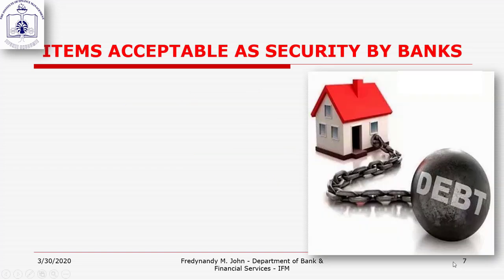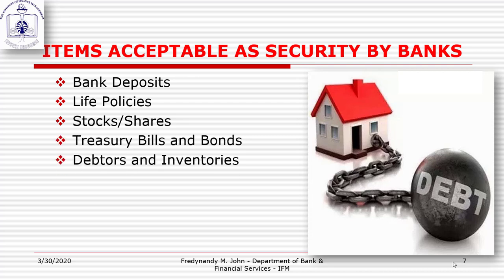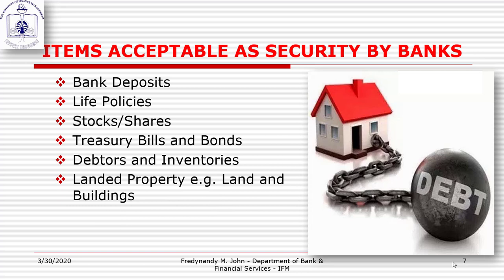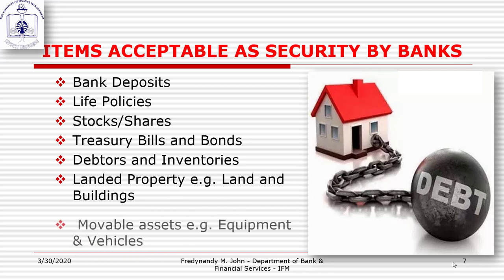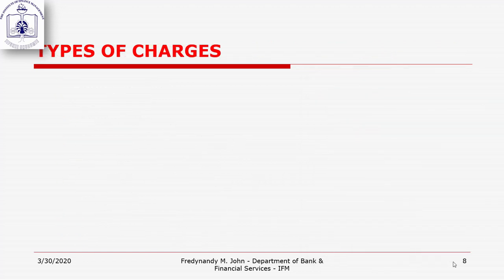In our last session, we covered a number of items that are acceptable to serve as a security or collateral for the loan. These are items that are accepted by almost all conventional or commercial banks operating here in Tanzania. Some of them are bank deposits, life policies, stocks and shares, treasury bills and bonds, debtors and inventories, landed property, here meaning plots and buildings, as well as movable assets such as equipment, vehicles, etc.